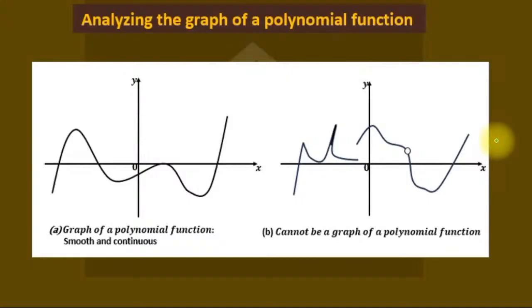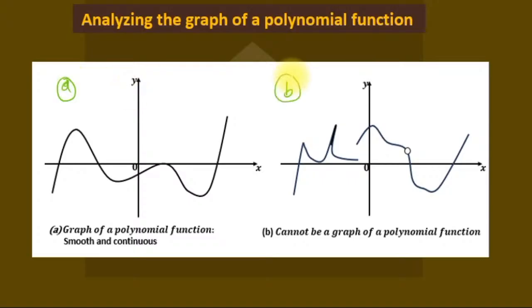We'll be analyzing polynomial graphs. So we have two graphs here. One is a polynomial while the other one is not a polynomial. Generally, for a polynomial function, the graph is always smooth and continuous. As you can see, the first graph, graph A, is always smooth and continuous.